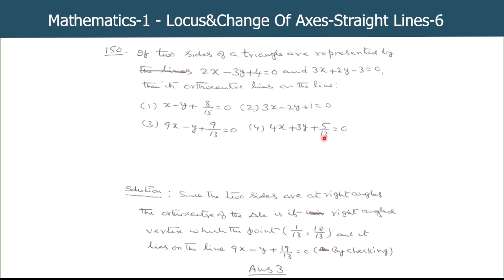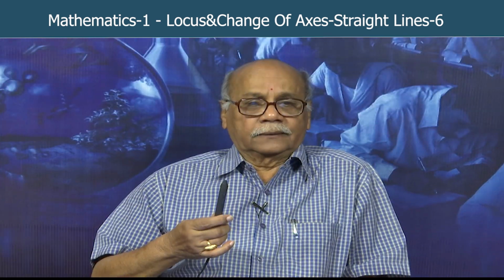So the orthocenter vertex is nothing but (1/13, 18/13), and it lies on the line 9x minus y plus 19/13 equal to 0. Please check whether (1/13, 18/13) satisfies 9x minus y plus 19/13 equal to 0 or not. So, the correct option is option number 3, because for a right angled triangle, the orthocenter is the right angled vertex. For an equilateral triangle, the orthocenter, centroid, incenter and circumcenter are all the same.